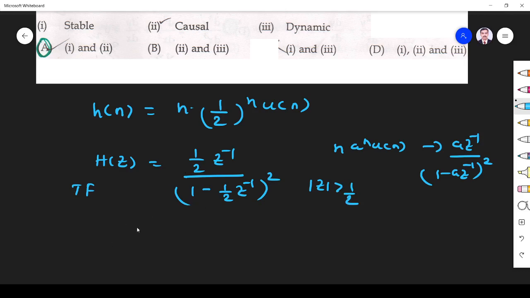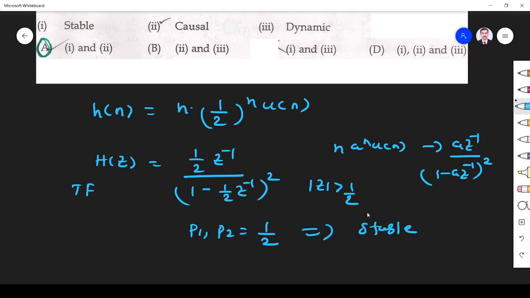When I have a transfer function, the system is stable if all poles are lying inside the unit circle. What is the pole here? We have two poles, P1 and P2 with value 1 by 2. 1 by 2 is less than 1. So poles are inside the unit circle. So it is a stable system.